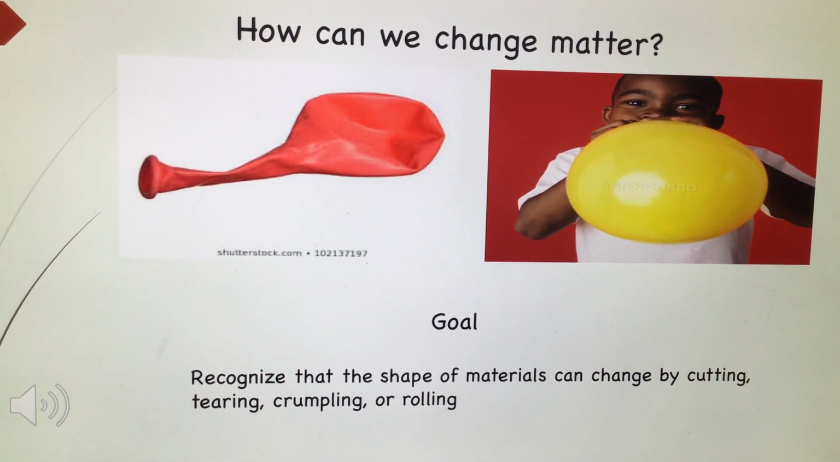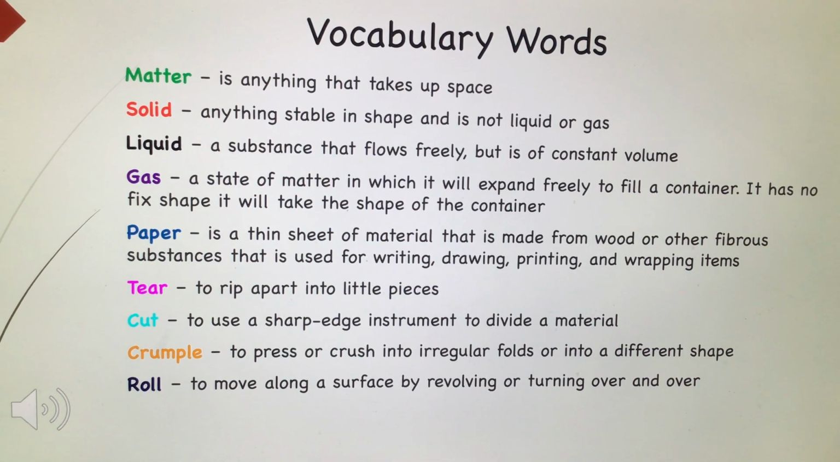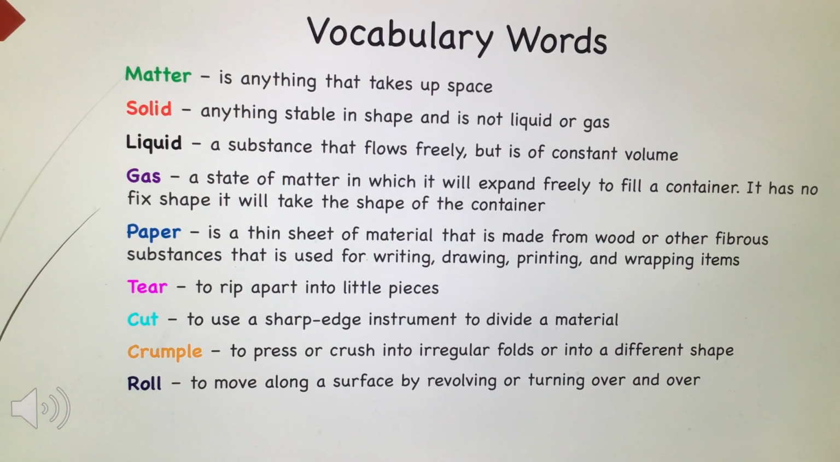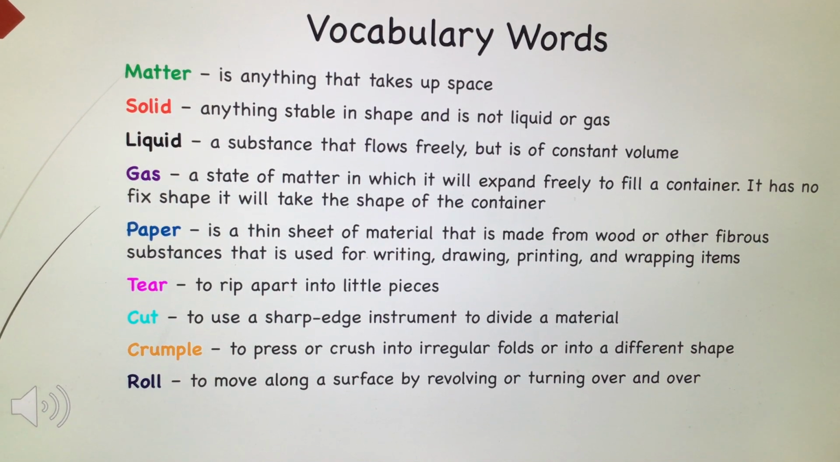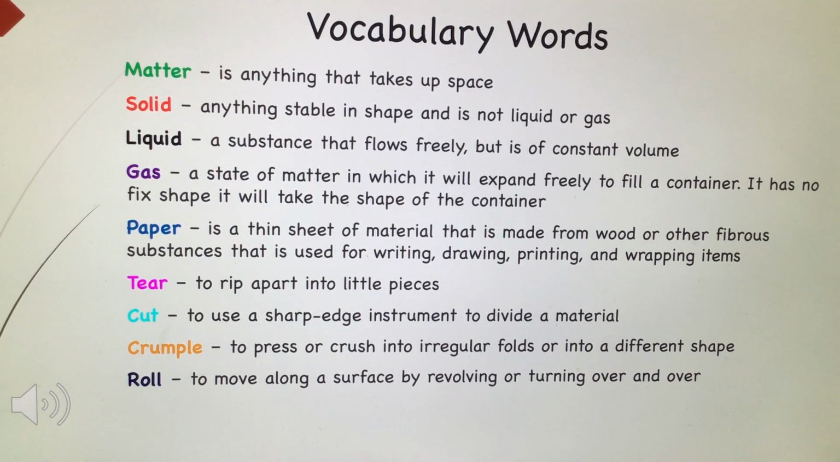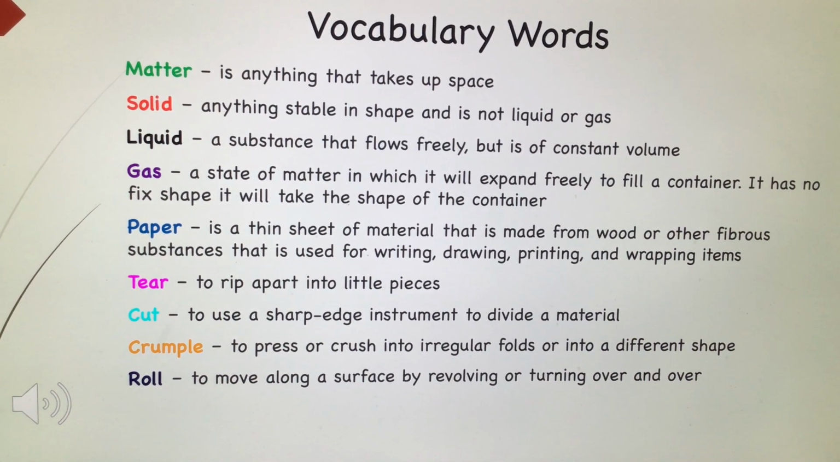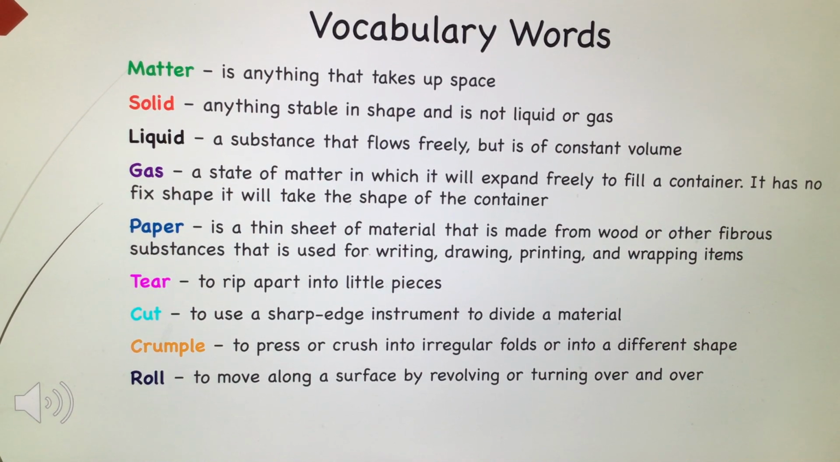Let's get started. So we're going to start our lesson off like we always do. We're going to review our vocabulary words that we're going to be using. And so our first vocabulary word is matter. Matter is anything that takes up space. And there are three states of matter. The first state is solid. Solid is anything stable in shape, and it's not a liquid or gas.